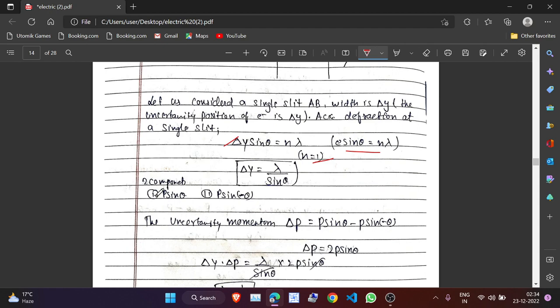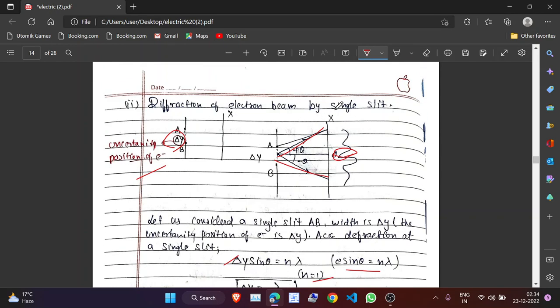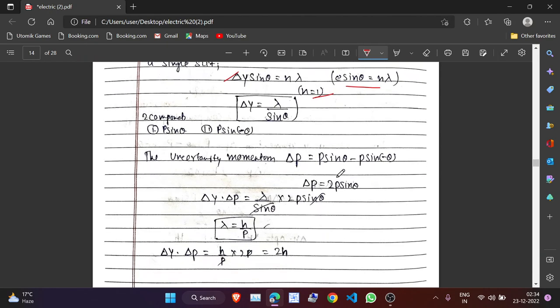Again, taking two components, p sin theta and p sin minus theta, we subtract them. So delta p is equal to p sin theta minus p sin minus theta. Sin minus theta is equal to minus sin theta.